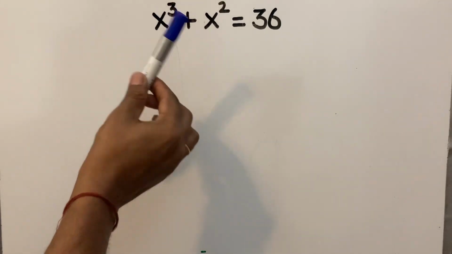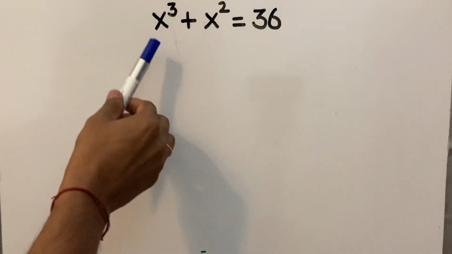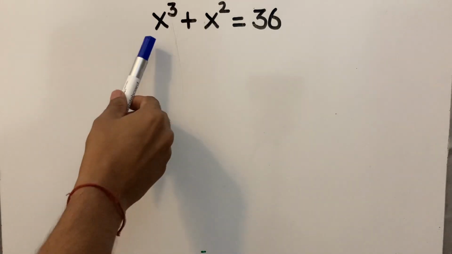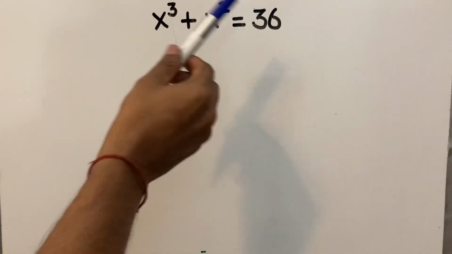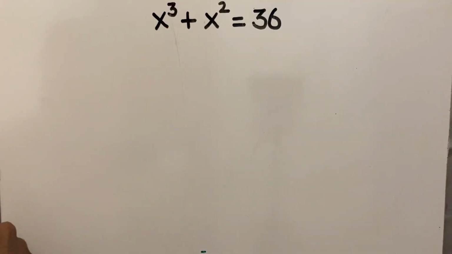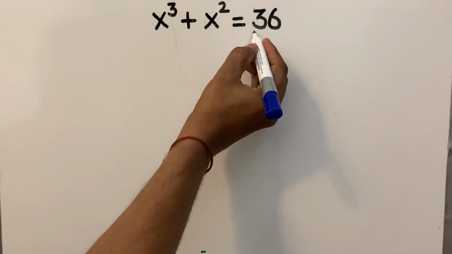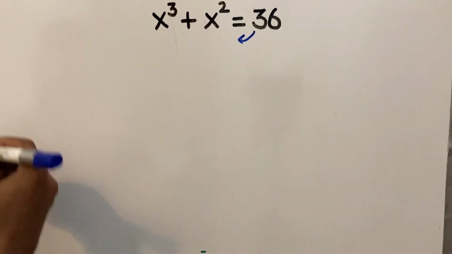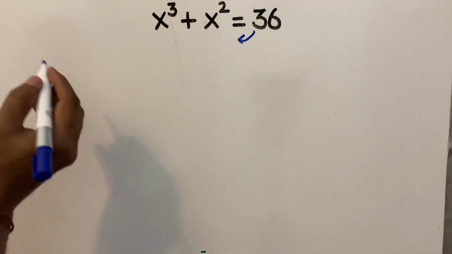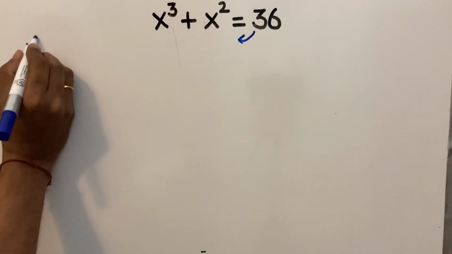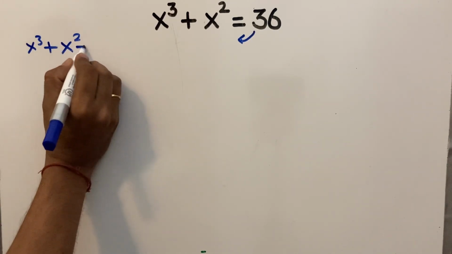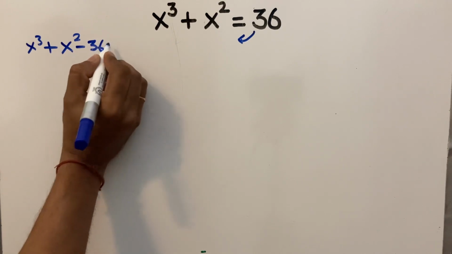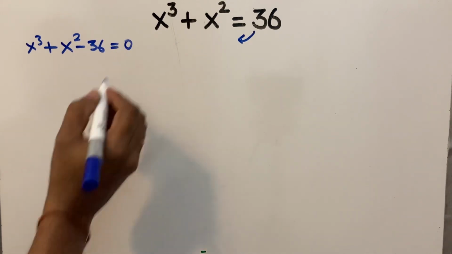Today we are going to solve this third degree equation of x, which is x to power 3 plus x to power 2 equals 36. To solve this equation, first we will move 36 to this side of the equation. The equation becomes x to power 3 plus x to power 2 minus 36 equals 0.